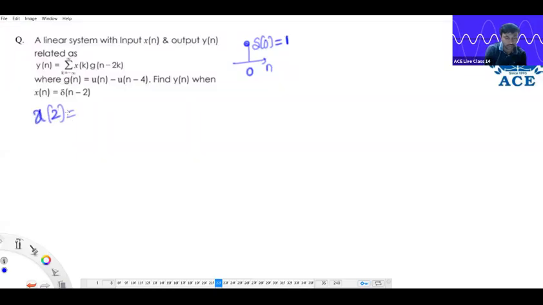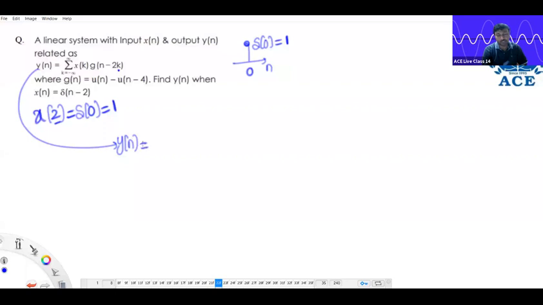If I take input at 2, right side it is delta 0, answer is 1. So input is valid only for sample 2. This summation has meaning only at k equals 2. Rest of the samples are 0. Substitute k as 2: x[2] into g of n minus 4. As x[2] is 1, result is g of n minus 4.